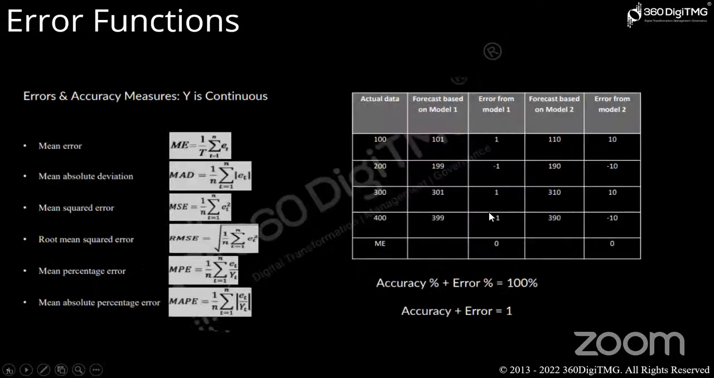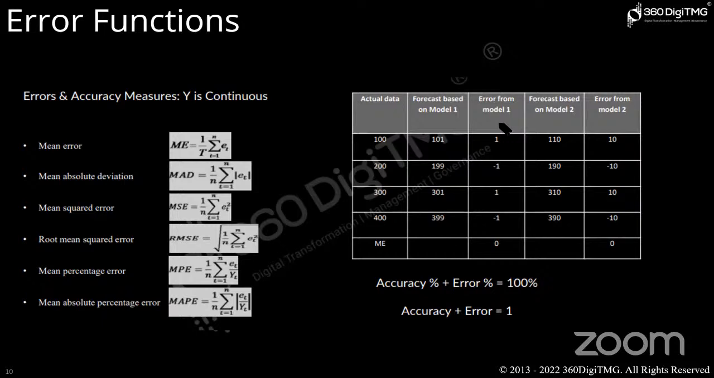Moving on. These are the various error functions when y is continuous. Suppose in the actual data we have the value 100, and the forecast based on the first model we prepared gives us a value of 101. So the error from this model is 1. The forecast made by the second model is 110. What is the error? We have an error of 10. When we have actual data of 200, the forecast based on model 1 is 199. So here, what will be the error for model 1? That is going to be -1. Forecast from the second model is 190. Error will be -10, and so on and so forth.